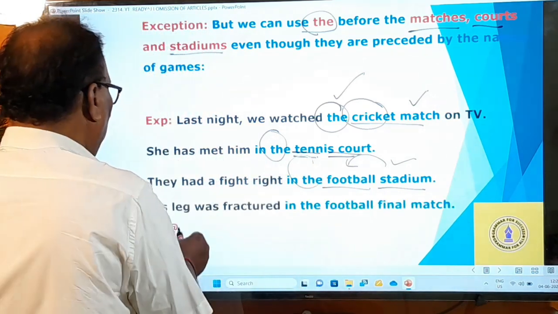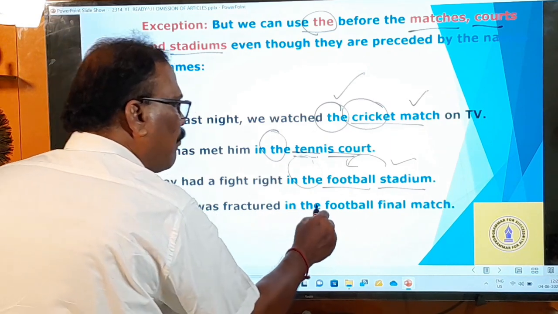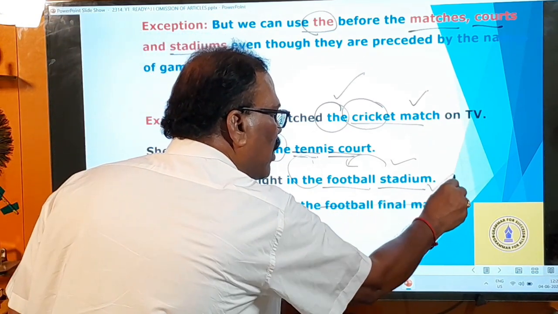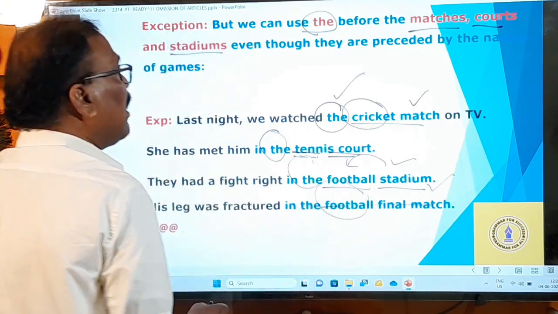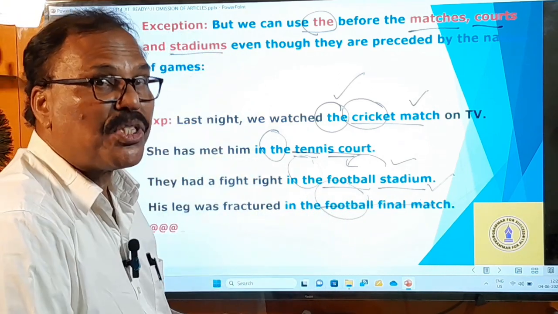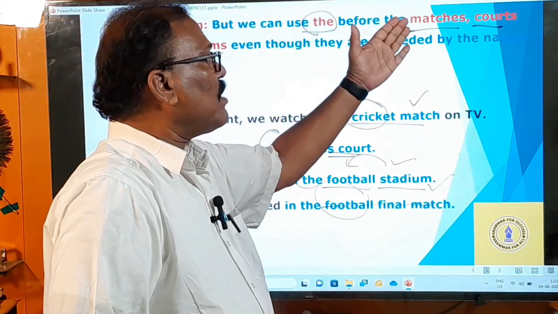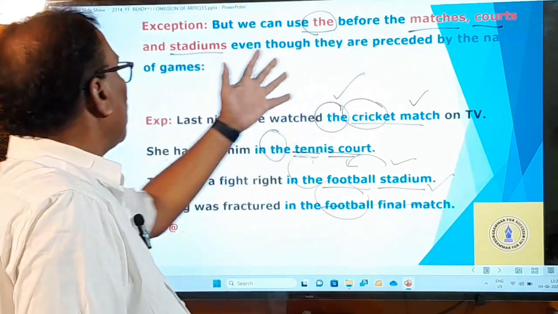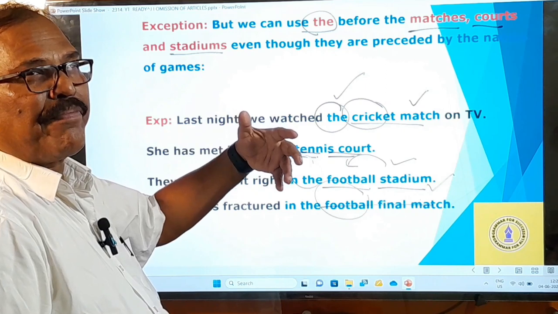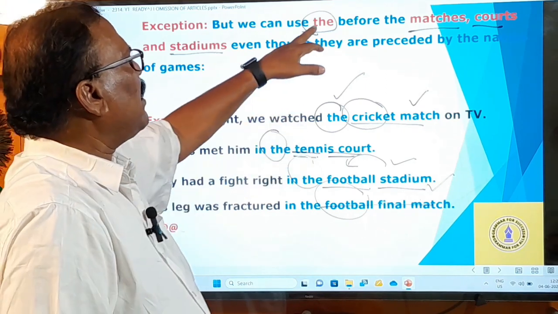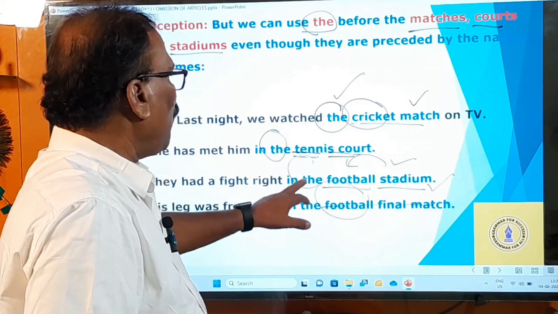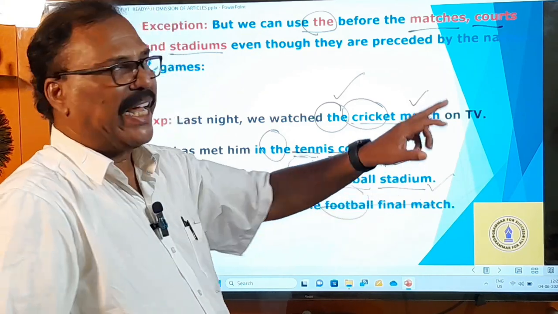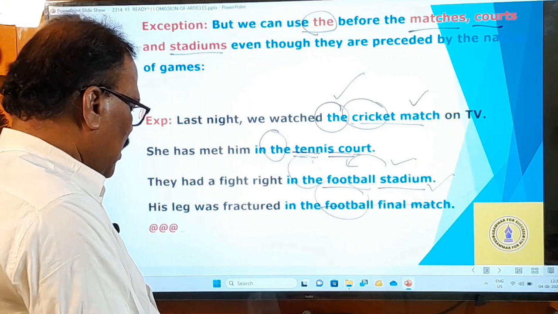One more example is there. His leg was fractured in the football final match. Here we are talking about the final match of football, right? Whenever the names of games are used with words like matches, courts, stadiums, we can use the definite article before them. The cricket match, the tennis court, the football stadium, the football final match. See, look at all these examples.